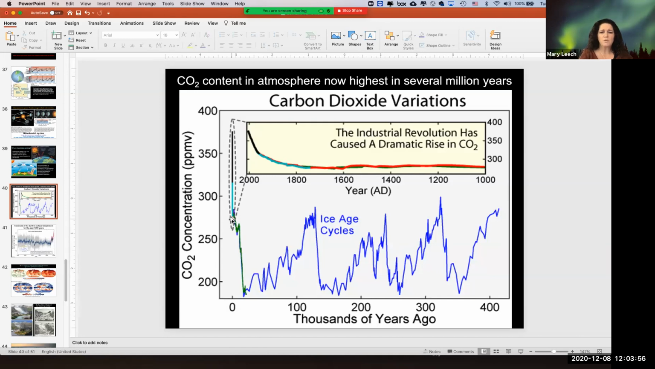And I just wanted to make sure that you know that no matter what your politics are, the science says that humans are contributing carbon dioxide and greenhouse gases to the Earth, and this is causing warming.